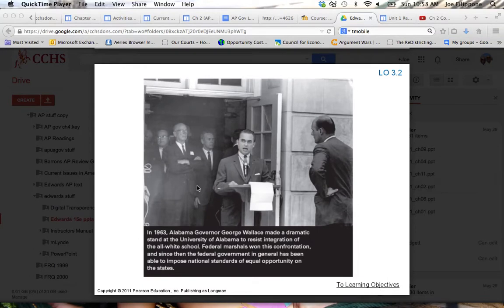Okay, this is somewhat important. In 1963, Governor Wallace made a stand at the University of Alabama to resist integration of the all-white school. Although federal marshals came in and basically imposed federal law and said they need to have access to the school. So he lost.